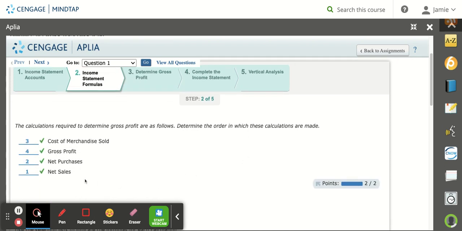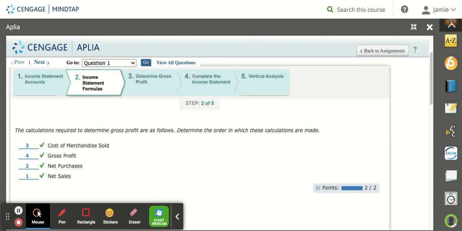So first thing we need to do is order the formulas that we're going to use. So net sales, go straight from the top of your income statement in your yellow packet and work your way down. First, we'll calculate net sales. Then we will calculate net purchases. Then cost of merchandise sold, and finally gross profit. So that's just working your way right down the order.